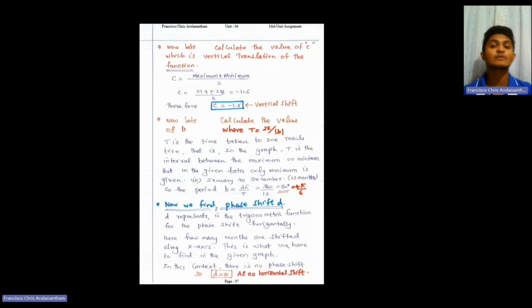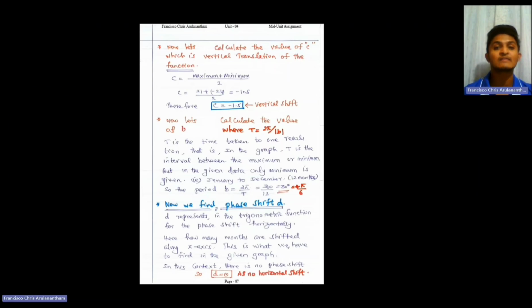Now let's calculate the value of c, which is vertical translation of the function. c is equal to maximum plus minimum over 2. If we substitute the values, the maximum value is 21 and the minimum value is minus 24, we will get c as minus 1.5 as vertical shift.